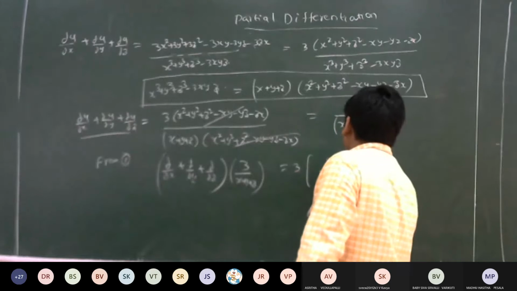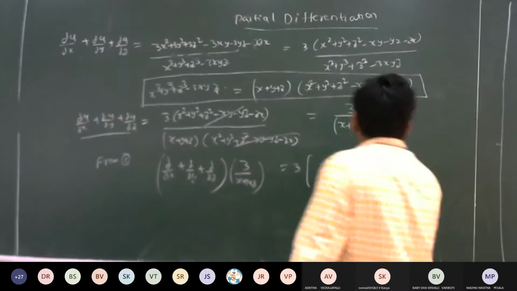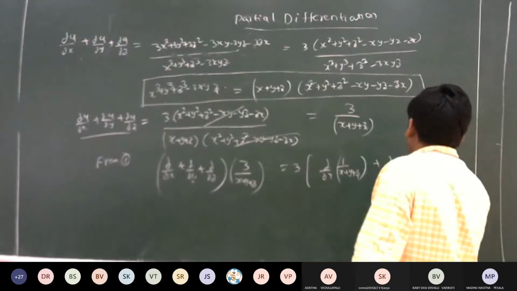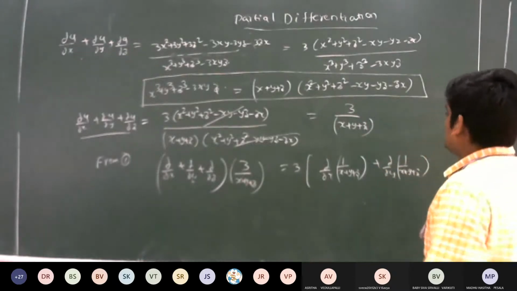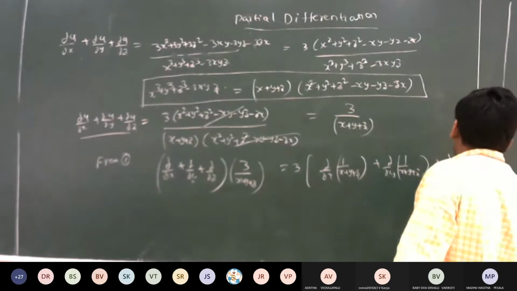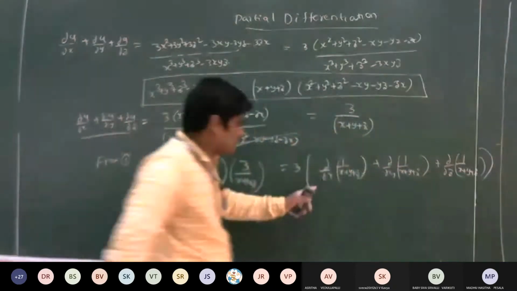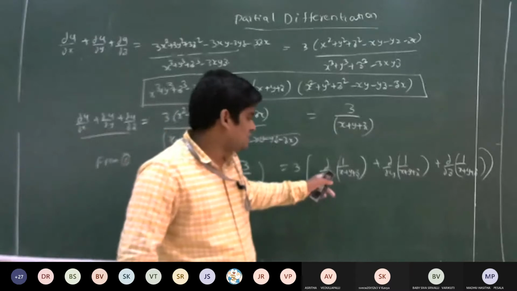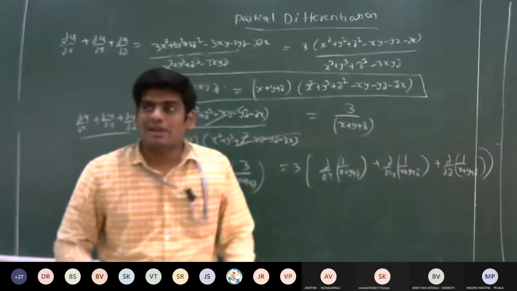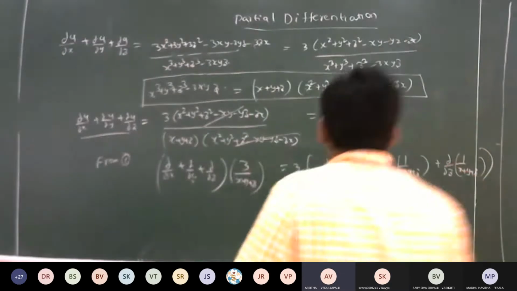Take the 3 outside. So ∂/∂x of 1/(x + y + z), plus ∂/∂y of 1/(x + y + z), plus ∂/∂z of 1/(x + y + z). Here we have 1/(x + y + z), but we are calculating the partial differentiation with respect to x, so you treat it as 1/x. What is the value of d/dx of 1/x? Minus 1/x².